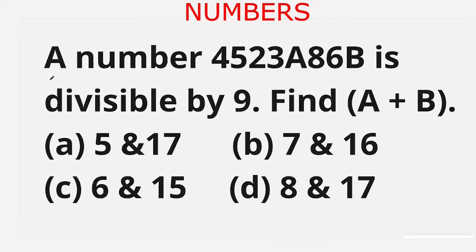Our question is, a number 4523A86B is divisible by 9. Find A plus B. The given options are option A 5 and 17, option B 7 and 16, option C 6 and 15, option D 8 and 17.